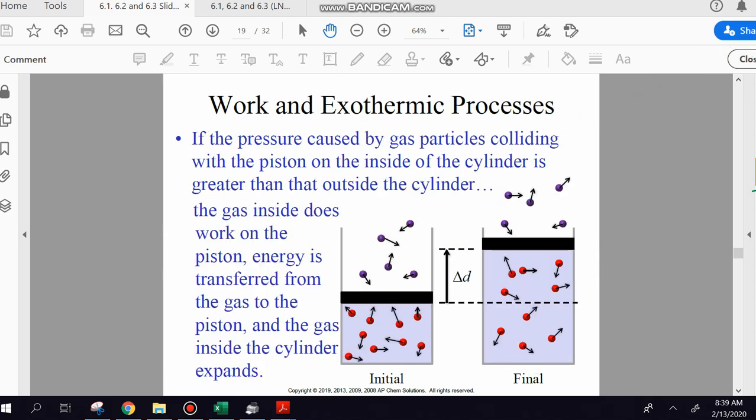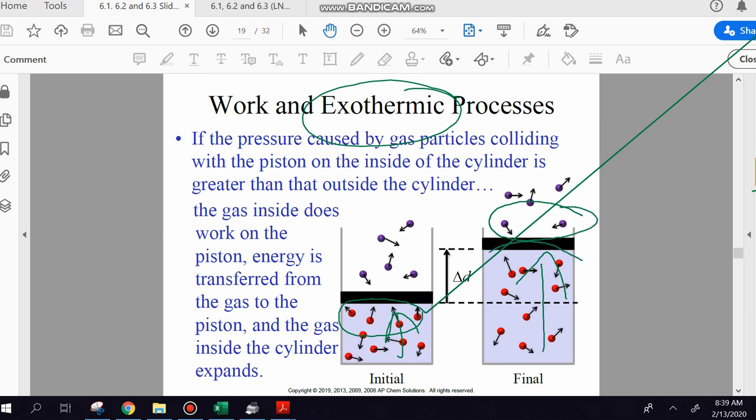Now to discuss work in the exothermic process. If the pressure caused by gas particles colliding with the piston on the inside of the cylinder is greater than the outside of the cylinder, then the gas inside is doing work on the piston. So then we have energy being transferred from the gas to the piston, and that's going to be an exothermic process. So the piston is going to rise up until the kinetic energy on the outside and the inside is equal, and then it's at equilibrium.